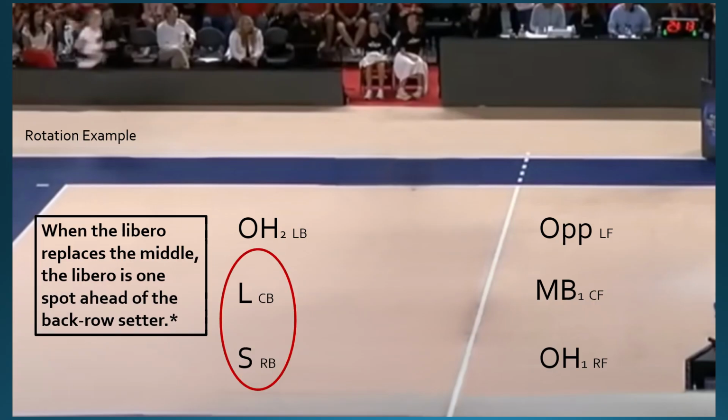Notice also that if the libero replaces the middle blocker in the back row, the libero is now one spot ahead of the setter in the rotation. And that is a pattern that we can use to help us track rotations. I put an asterisk there because I am going to come back and expand on this a little more in a couple of rotations.